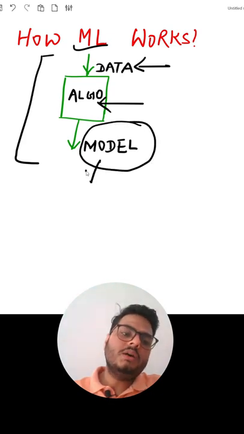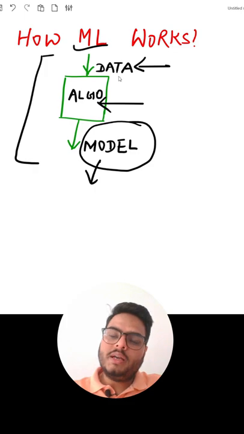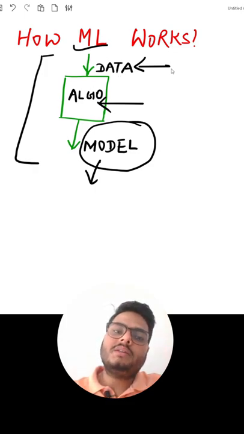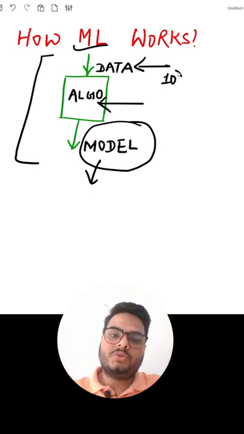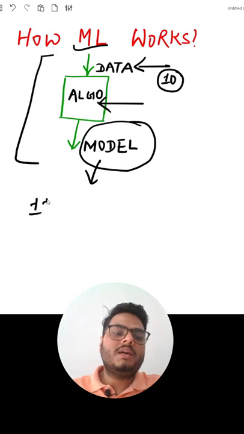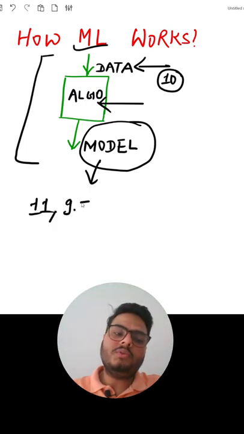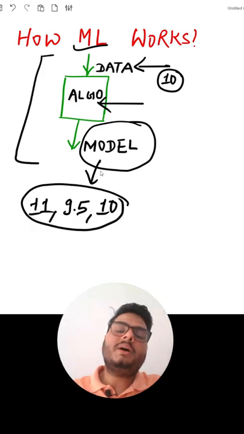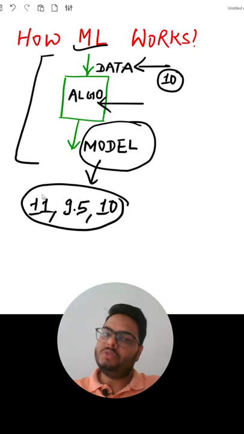Now, what is this model? Suppose in your historical data, the sales of ice cream for last year was 10 units, okay? So if you ask this model, hey, what will be my ice cream sales for the next year? The model will say 11 units or 9.5 units or 10 units. So the model has learned the pattern using data and algorithm and is able to answer your business questions, okay?